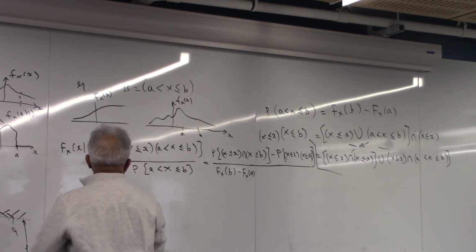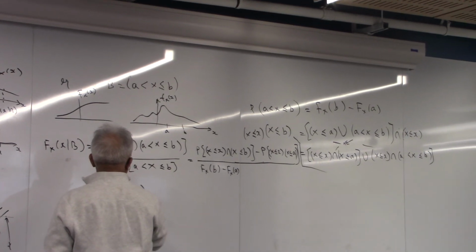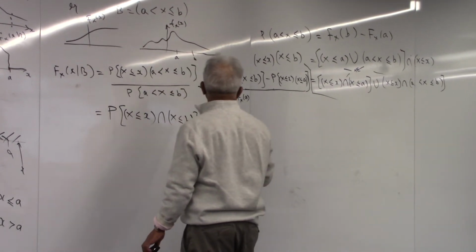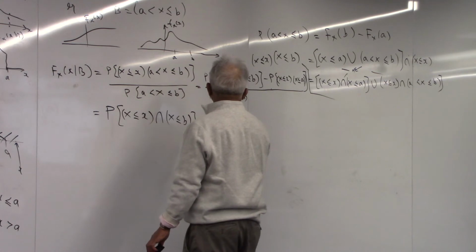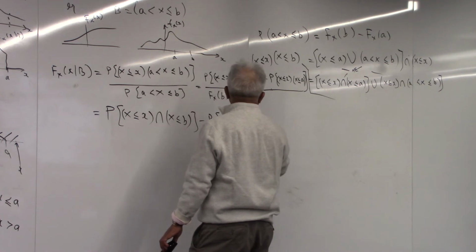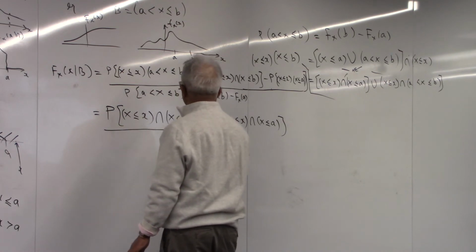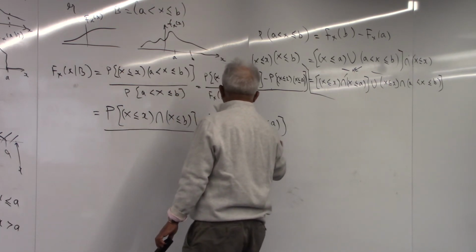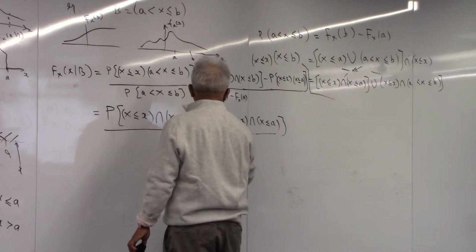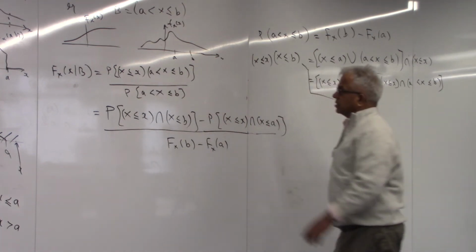So we have probability of X less than or equal to x, intersection with X less than or equal to b, minus, I'm just copying it here, probability of X less than or equal to x intersection with X less than or equal to a, over F_X(b) minus F_X(a). Anyway, so that's clear here.